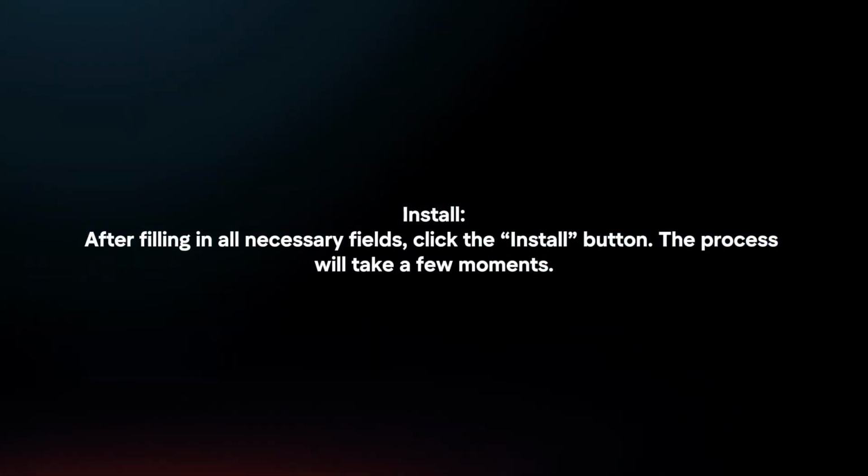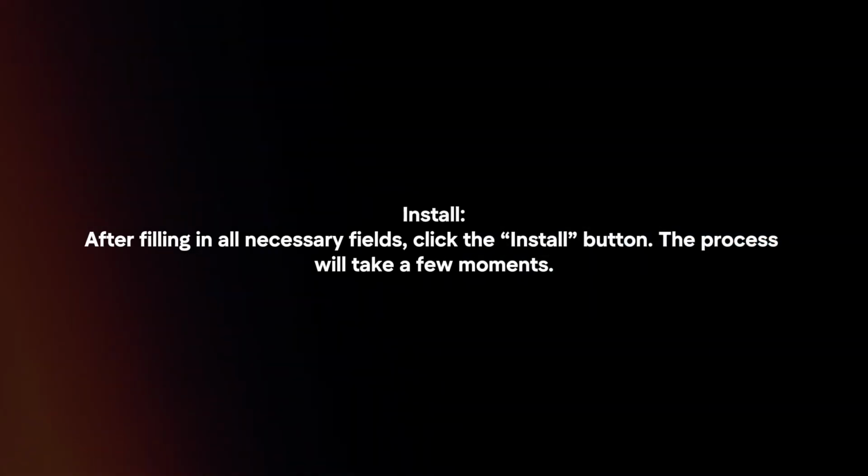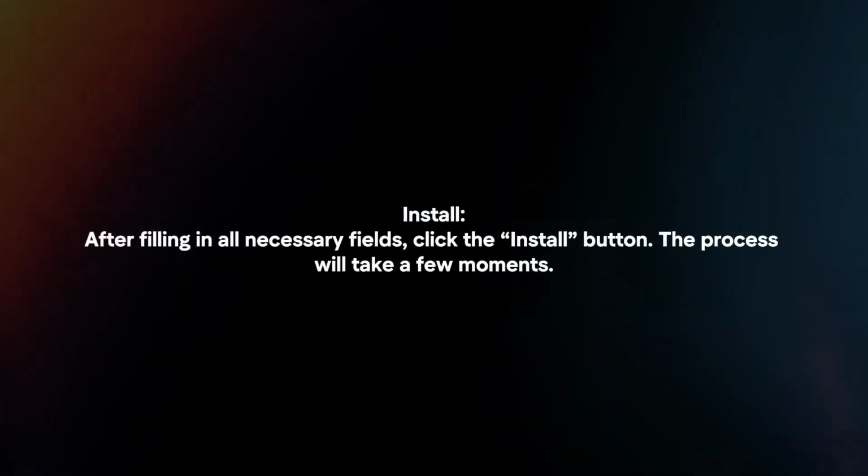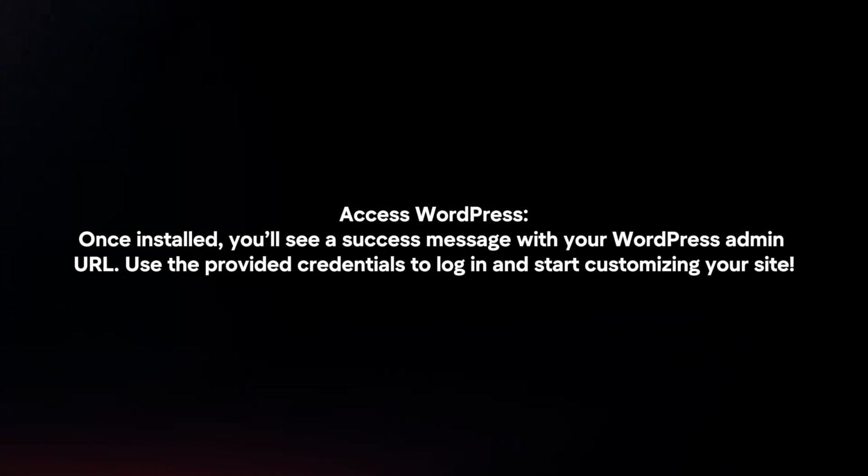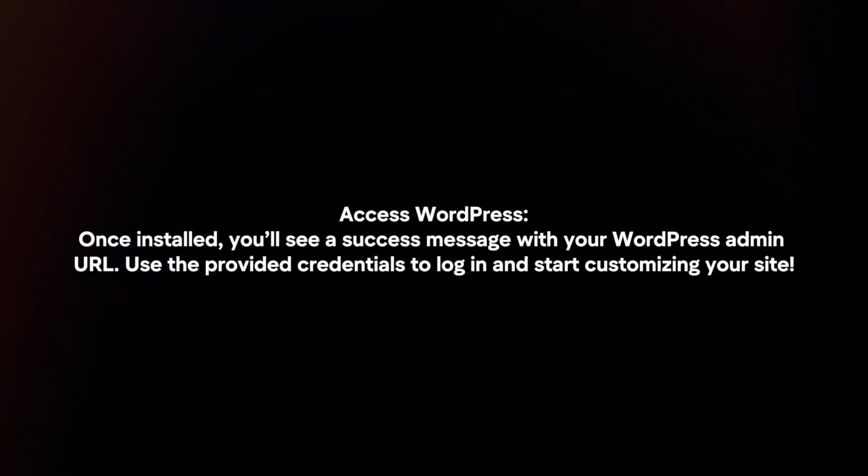Install. After filling in all necessary fields, click the Install button. The process will take a few moments. Access WordPress. Once installed, you will see a success message with your WordPress admin URL. Use the provided credentials to log in and start customizing your site.